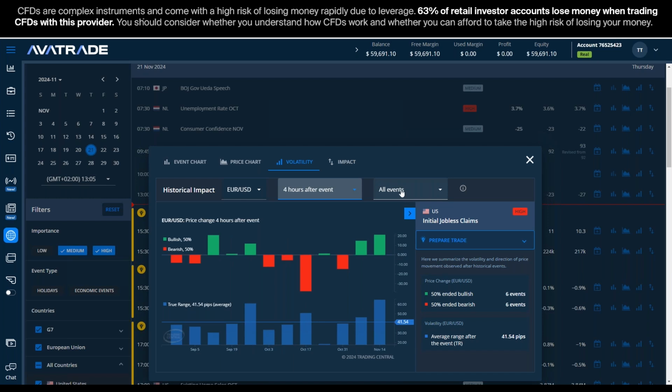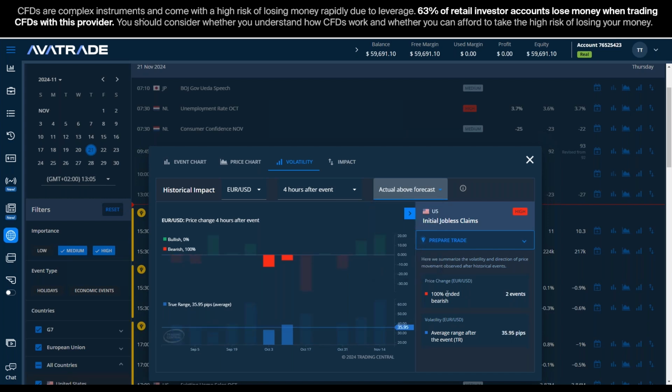qualify how the numbers came in, for example, if this came in worse than expected, meaning above forecast, okay, more initial jobless claims than expected, what happened in the past? Well, 100% of the time in this data, it only happened twice, but each time that it happened, the USD strengthened and pulled the euro down.